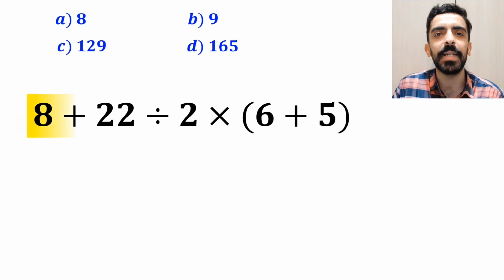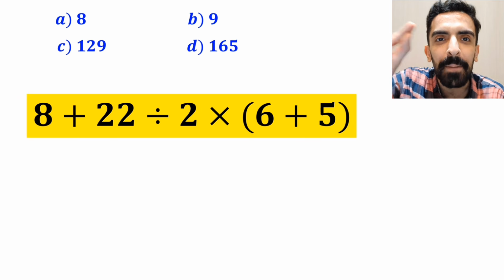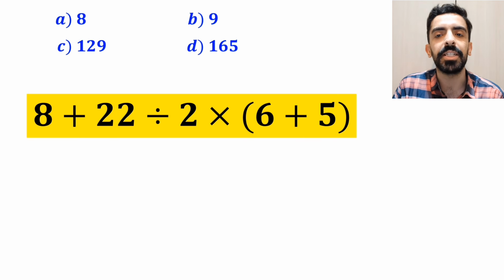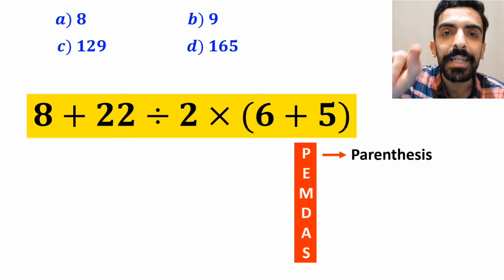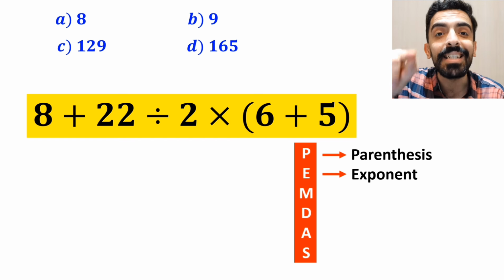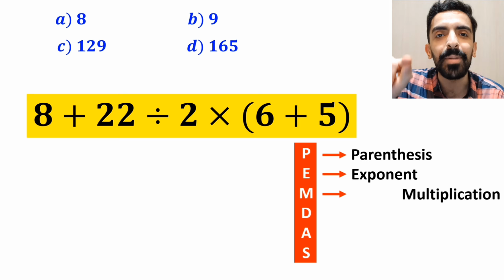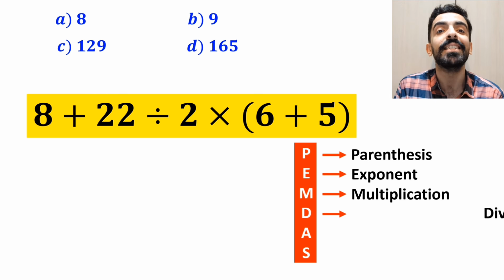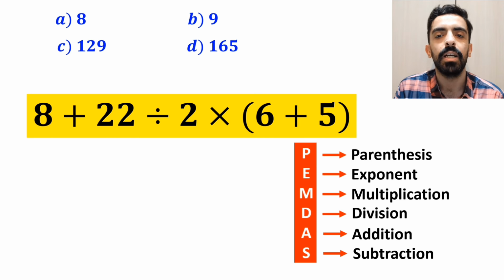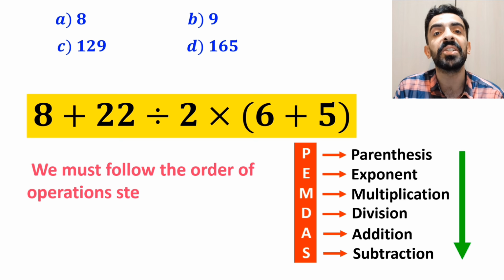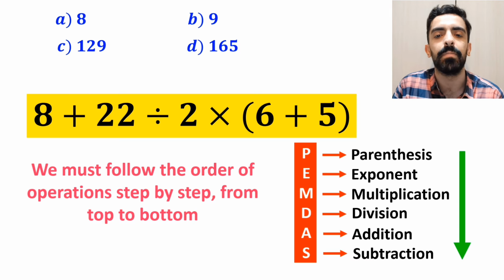Alright, now let me explain step by step how to solve this expression properly. To solve this problem, we must follow the PEMDAS rule. In this rule, P stands for parentheses, E stands for exponent, M stands for multiplication, D stands for division, A stands for addition, and S stands for subtraction. We must follow the order of operations step by step from top to bottom.